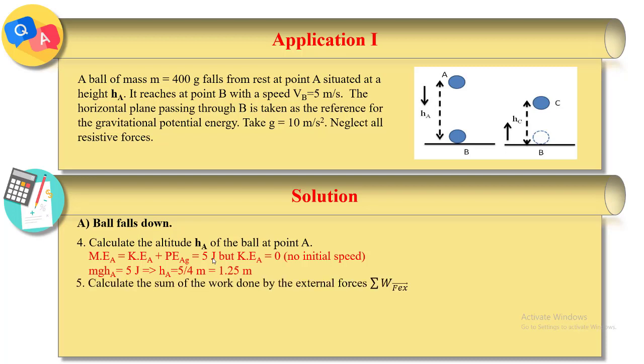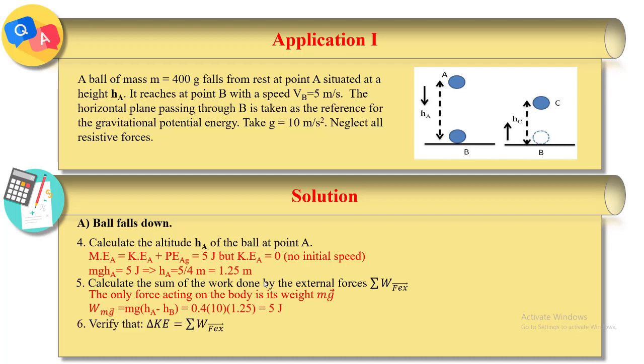The question 5 is to calculate the sum of the work done by external forces. In this problem, we neglect all the resistive forces. So the only force acting on the body is its weight. The work done by the weight is equal to mg(HA minus HB). We make the substitution of all numbers and we get 5 joule.